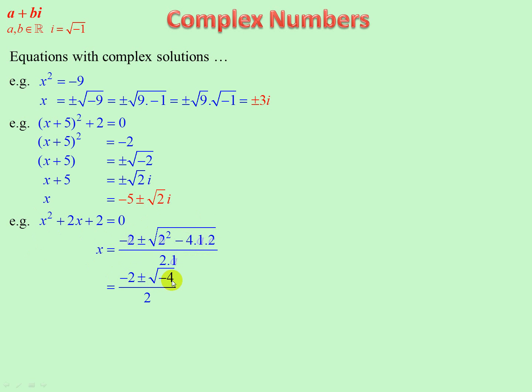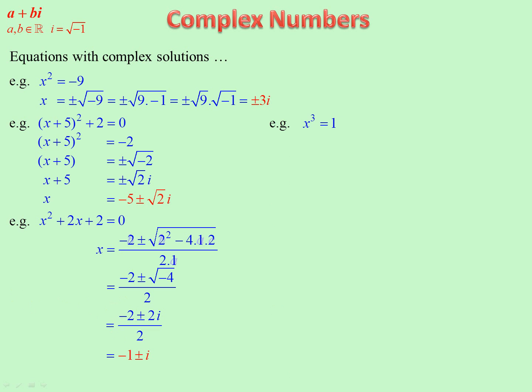Now the square root of minus 4, well, that's 4 times minus 1, so the 4 can come out. So minus 2 plus or minus 2i all over 2, and we can simplify that further, take out our common 2, cancel.